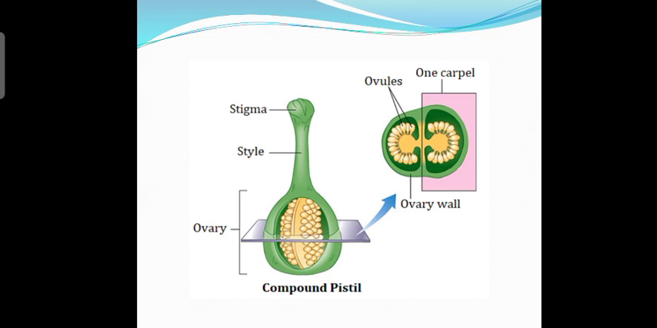Now see the picture of this pistil, which consists of 3 subparts. The top part is stigma, the tubular middle part is style, and the swollen basal part is called ovary. And the inner view of ovary is also shown in the second picture.